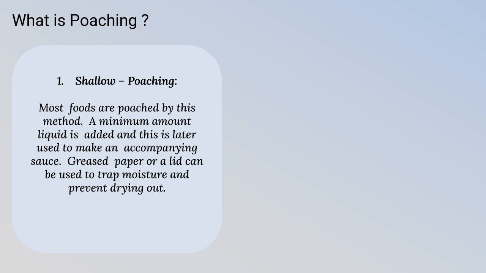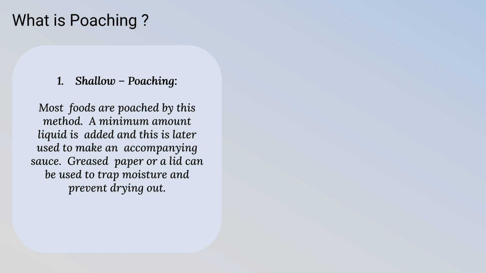I am saying liquid because it can be water, can be stock, can be poaching liquor, but not always water. That's why a liquid is added, and then that liquid is used, once the poaching is over, to prepare a sauce which will accompany the product. So naturally it will enhance the flavor and taste. So for shallow poaching, we require less amount.